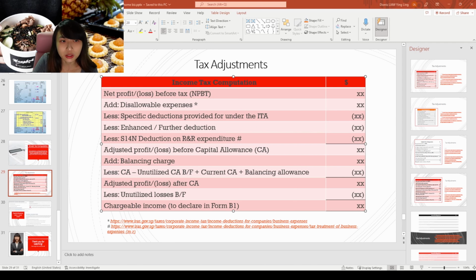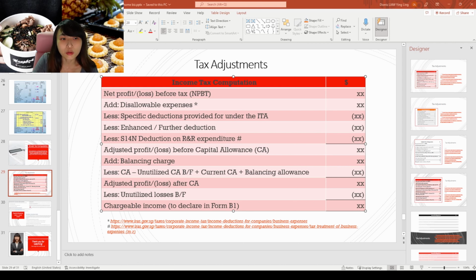So for this, you can easily add them back now here, and then if there are any specific deductions that are provided for under the Income Tax Act, you will go and deduct them off. Okay, any other enhanced or further deductions? Some deductions allow double deduction, something like trade fair deduction. You can do double deduction here.